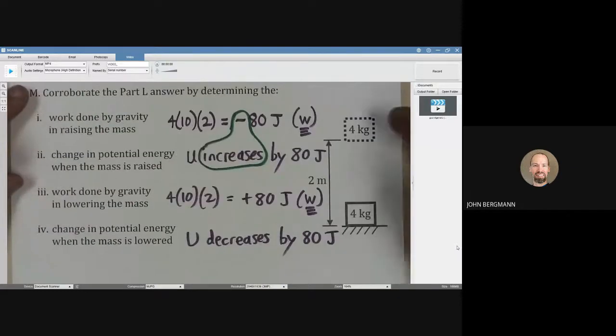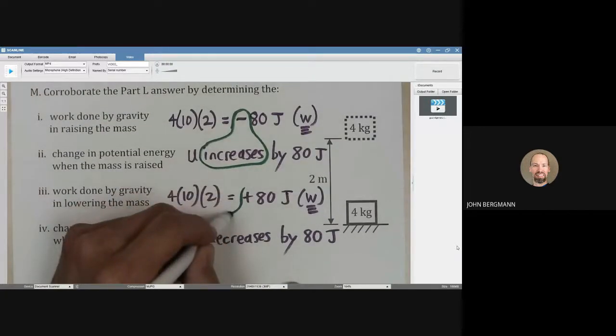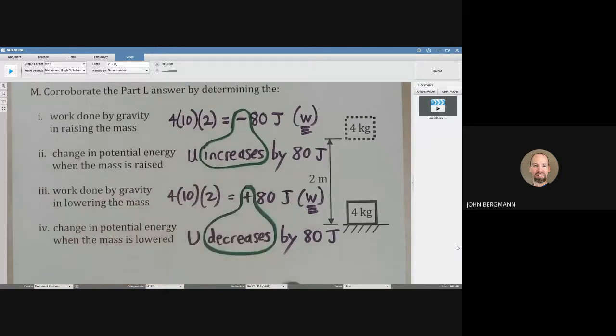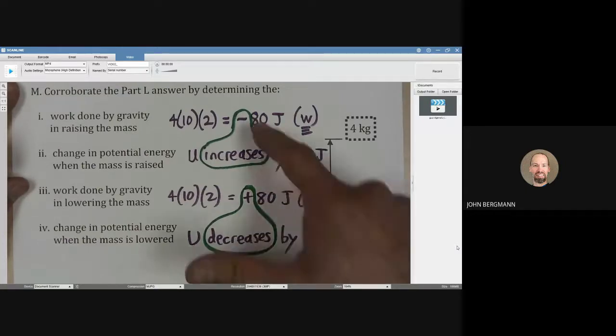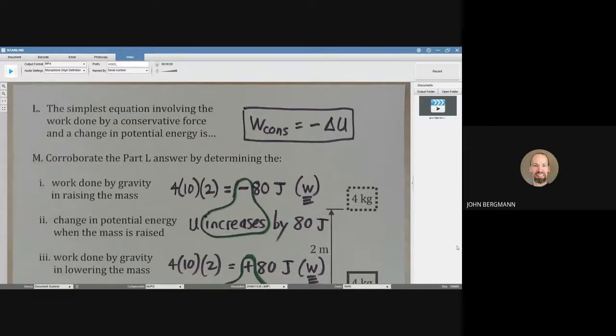Similarly, if you drop this mass down, gravity is going to do positive work. And what's going to happen to the gravitational potential energy? It's going to decrease. One more time, the sign of the work and the sign of the change in potential energy should be opposite, as they are in these funny shaped things that I've bubbled in and shown in that equation there at the top of the page.